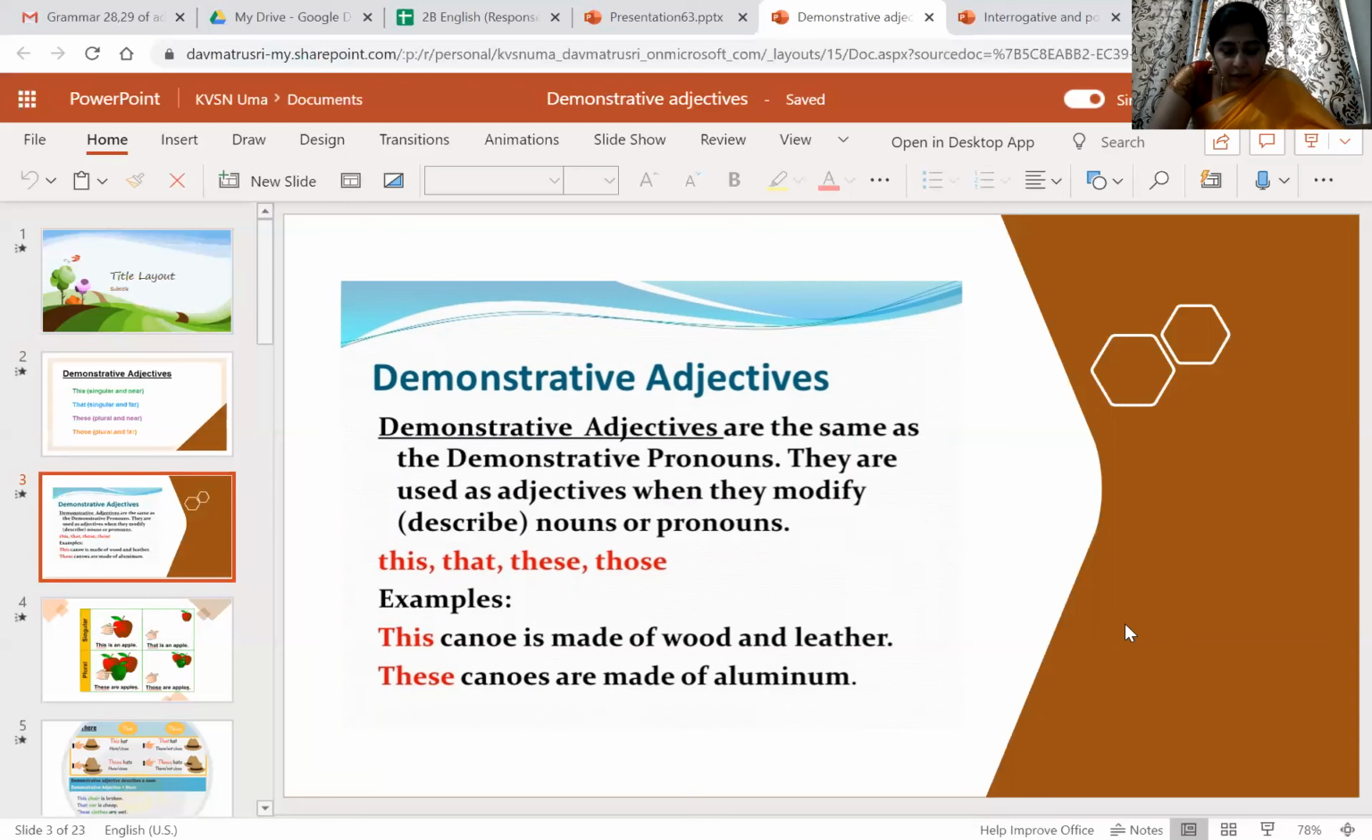And here on the screen you can see some examples. This canoe is made of wood and leather. These canoes are made of aluminium. Canoes means a sort of lightweight boats. It is made of wood only, but they are of lightweight. So that is termed as a canoe. This canoe, which canoe? This. So this is termed as demonstrative adjective. These canoes, as I told you, they are near and plural in number. We use the term these. That is also called as demonstrative adjective, children.